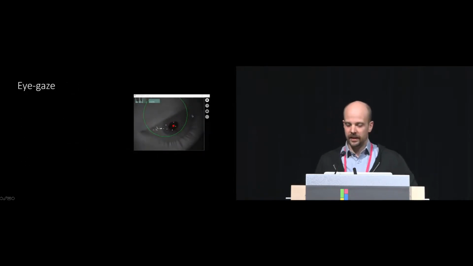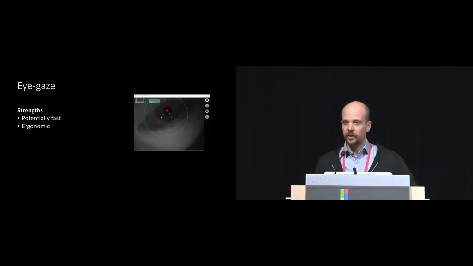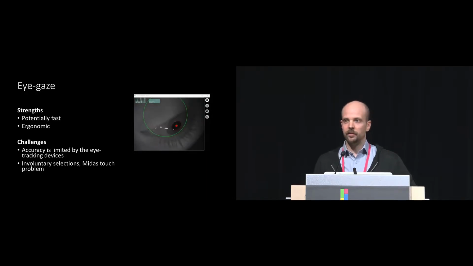The other one, eye gaze. It's potentially a very fast input technique for AR. It's more ergonomic, as we are used to moving our eyes quickly and frequently. But there are two major challenges related to interacting with eye gaze. The first one is accuracy. The accuracy of current eye tracking devices is not very good. And the other one is similar to head pointing: involuntary selections. Basically, we don't want to select everything that we look at.